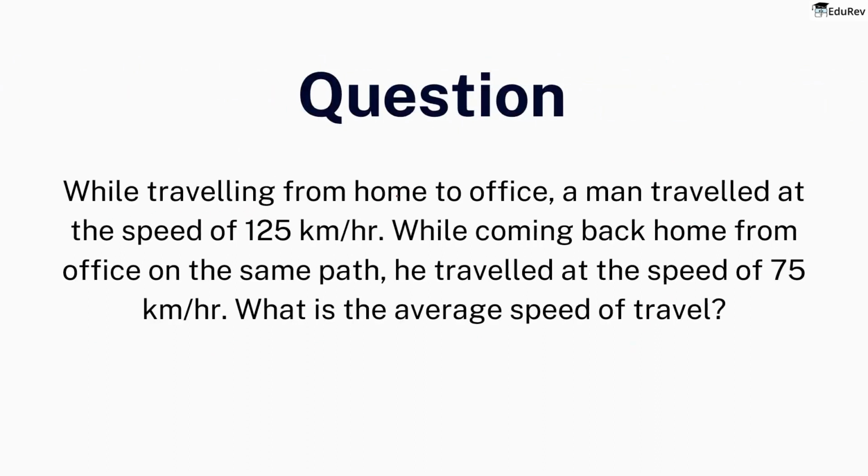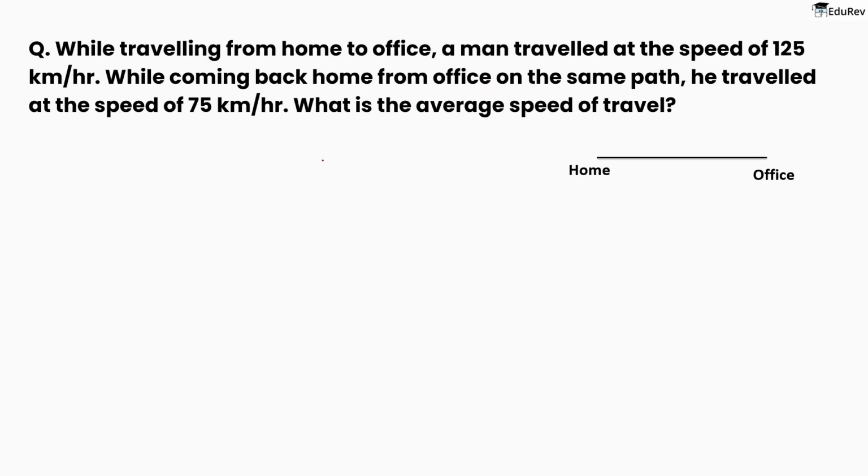Question. While traveling from home to office, a man traveled at the speed of 125 kilometers per hour. While coming back home from office on the same path, he traveled at the speed of 75 kilometers per hour. What is the average speed of travel? Traveling from home to office and office to home, both the distances covered would be the same. But he travels with different speeds.